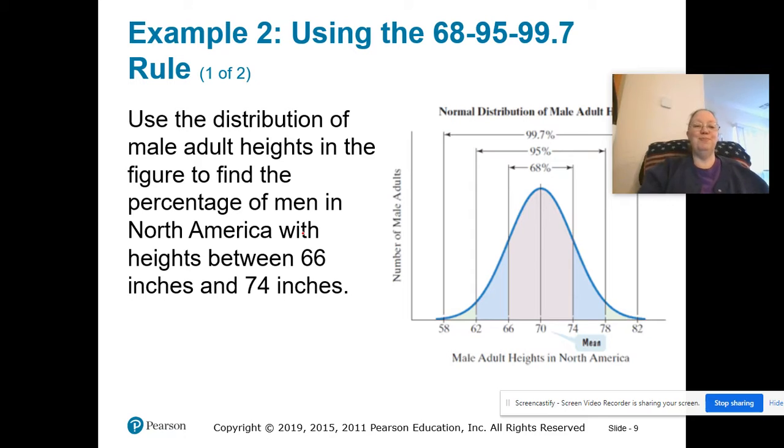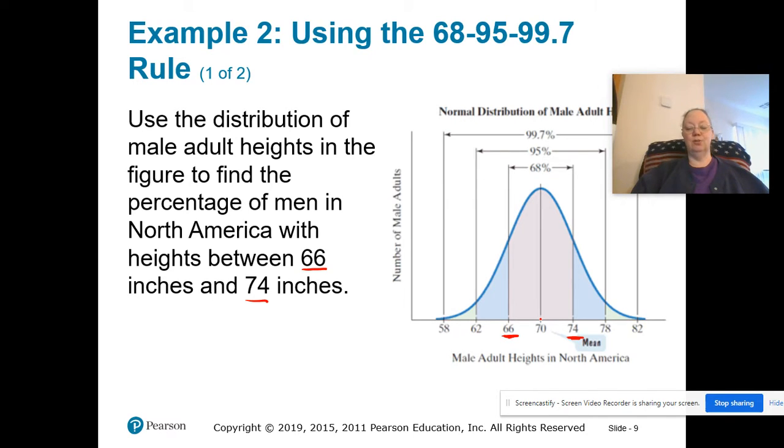Interestingly, they want to know what percent will fall between 66 and 74, keeping in mind the mean is 70 and the standard deviation is 4. We know it's 4 because we went from 70 to 74. So this is always going to be 1 standard deviation above, and this will always be 1 standard deviation below. All right, so we need to be between 66 and 74. So here's my 66 and here's my 74.